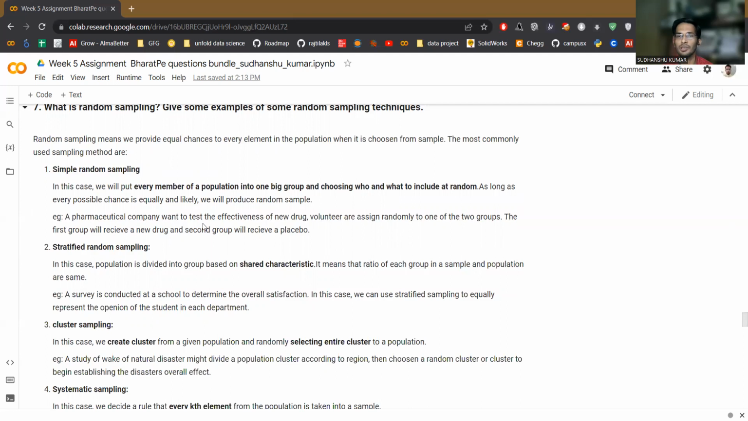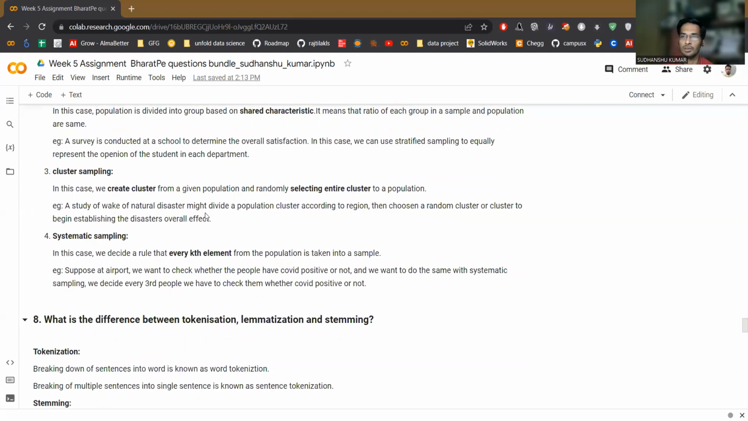In stratified sampling, we basically maintain the ratio of each group from different sources of the population, or we can say the population is divided into groups based on shared characteristics. In cluster sampling, we create clusters from a given population and randomly select entire clusters. And in systematic sampling, we decide a rule that every kth element we have to select, and perform a certain test on it.